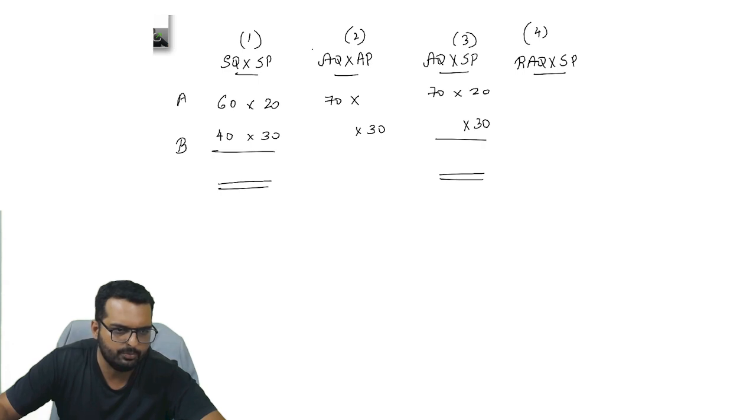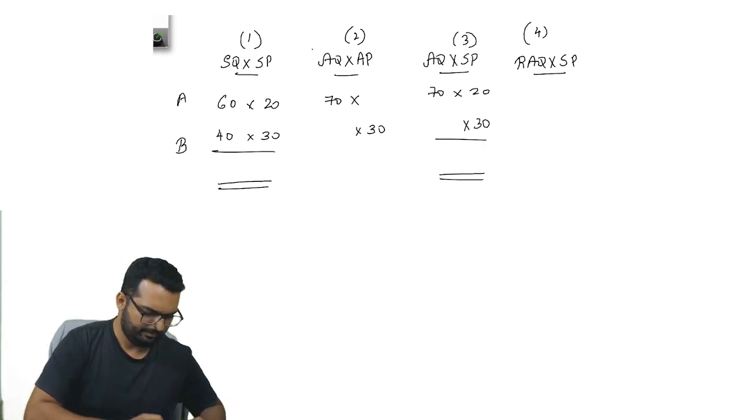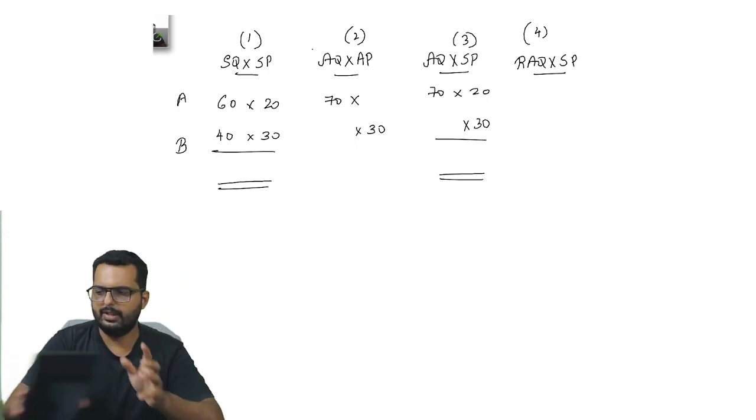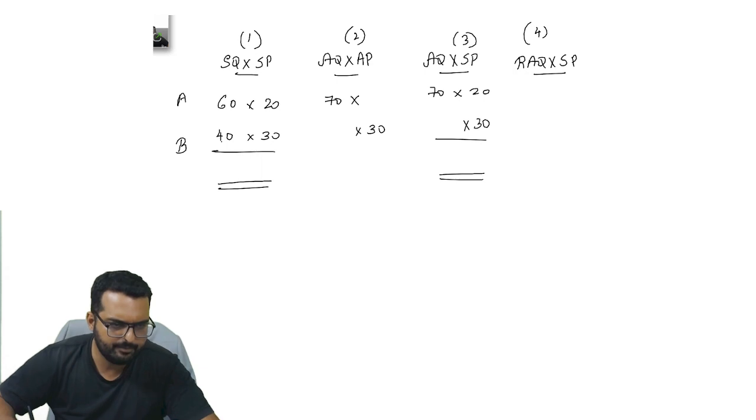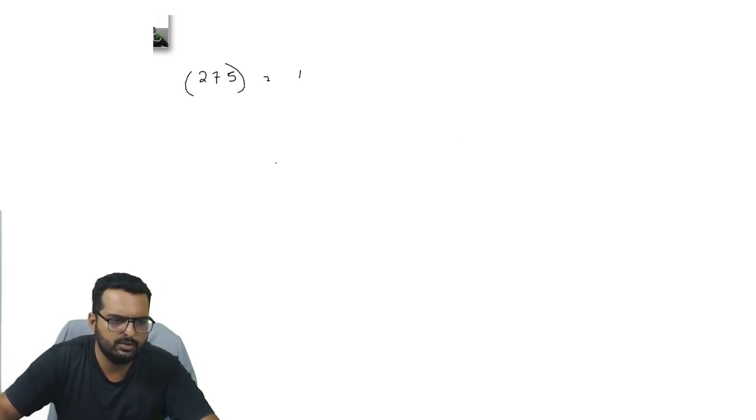So I'll start with the cost variance. 275 adverse is going to be minus. That is equal to 1 minus 2. So how much is 1? Can you tell me? 16 to 20 and 40 to 30. You get the answer as 2400, right?